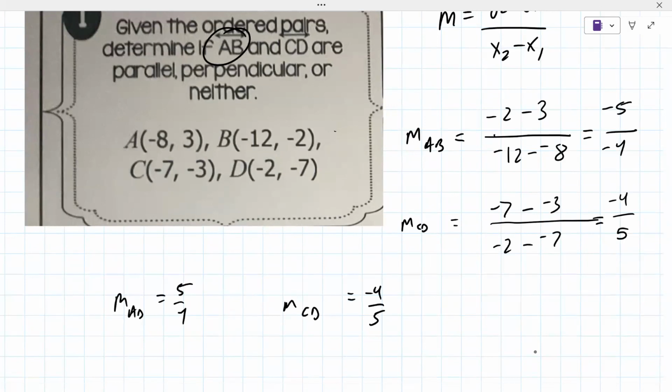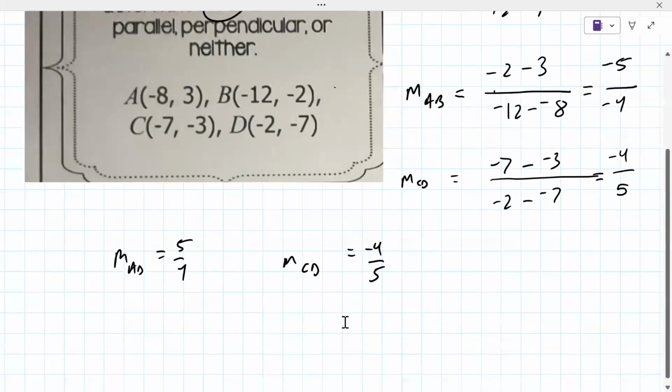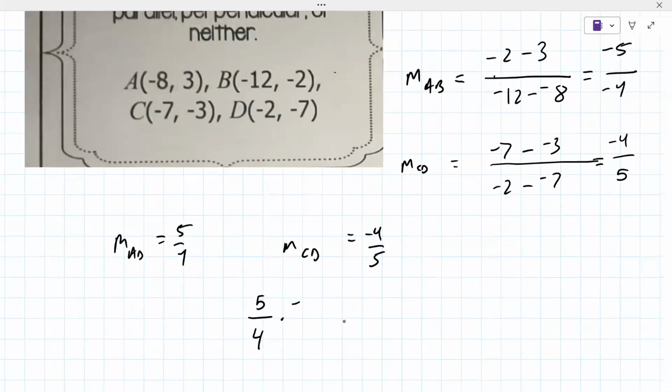Minus 4/5. Now, some students can just sit here and say, okay, they're opposite reciprocals, so they're perpendicular. The other way to do it is to multiply the slopes together, and if you get -1, then they are perpendicular. So these are perpendicular, is the short of it.